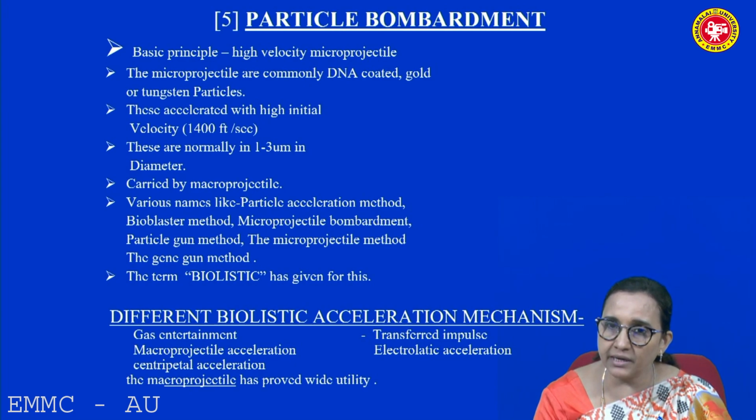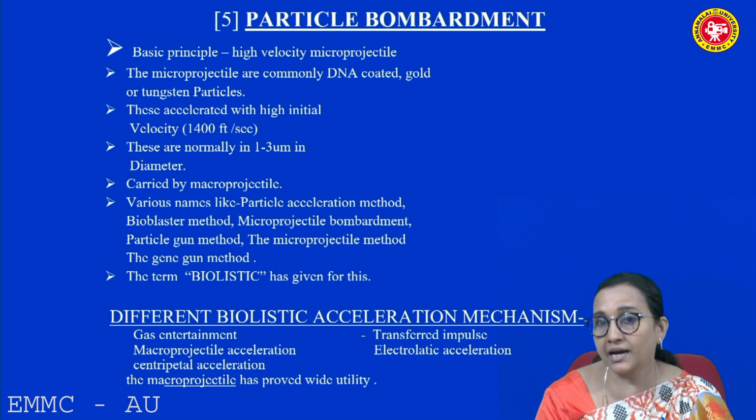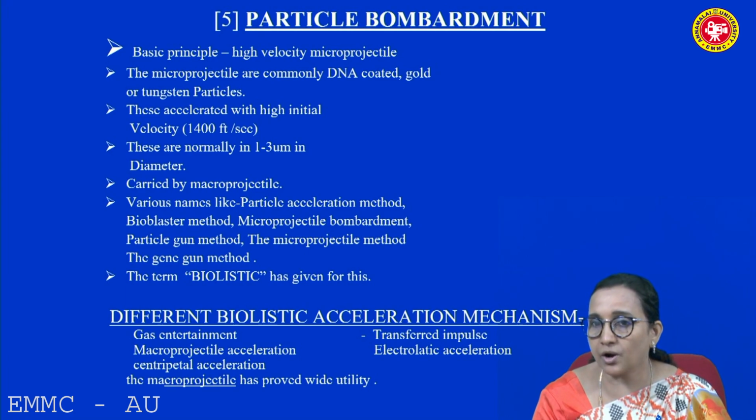The name of the equipment is macro projectile, which is in the form of a gun. The principle is same as the gun. The various names of this particular method are particle acceleration method or bioblaster method, or it is also called micro projectile bombardment, or particle gun method, or projectile method, or gene gun method, or biolistics.